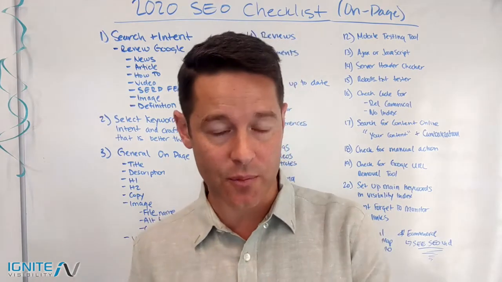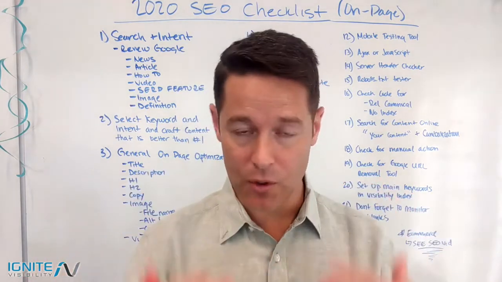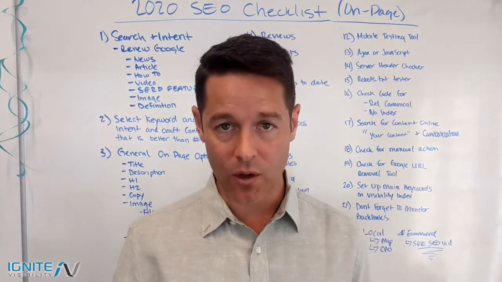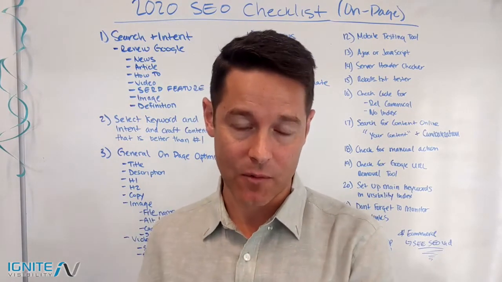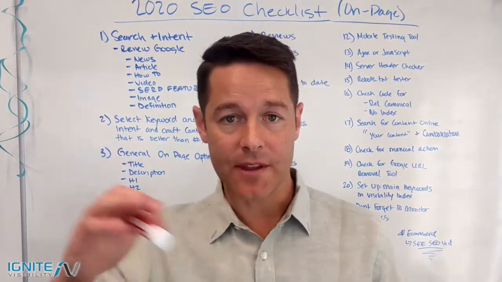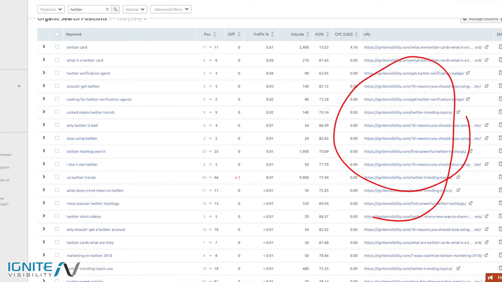So do a search for your brand name and a keyword. If multiple pages show up and they're all kind of fighting for it, what you want to do is drop those into SEMrush or some other ranking tool, figure out which one's ranking the best, and then redirect those other pages to the page that's ranking the best so it can rank the highest.